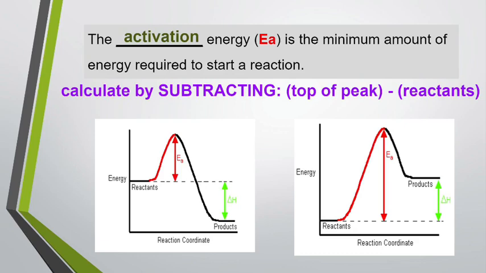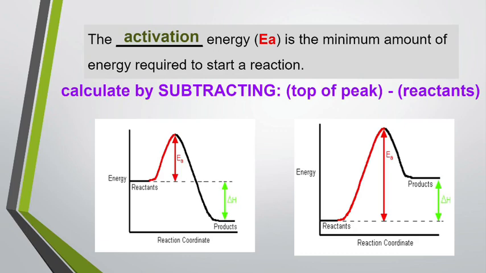But we calculate the activation energy by subtracting the top of the peak energy number. If I had a number for how much energy I have at this point, and a number for the energy I have for my reactants, the starting point of my reaction, then subtracting those two numbers will find me that difference between my starting point and my peak energy. And that number is our activation energy.